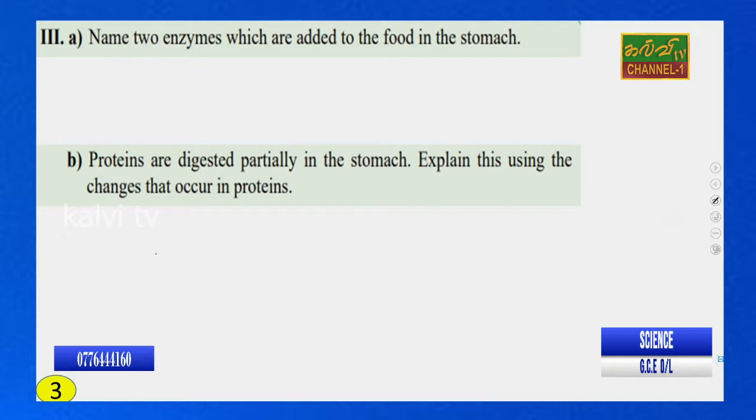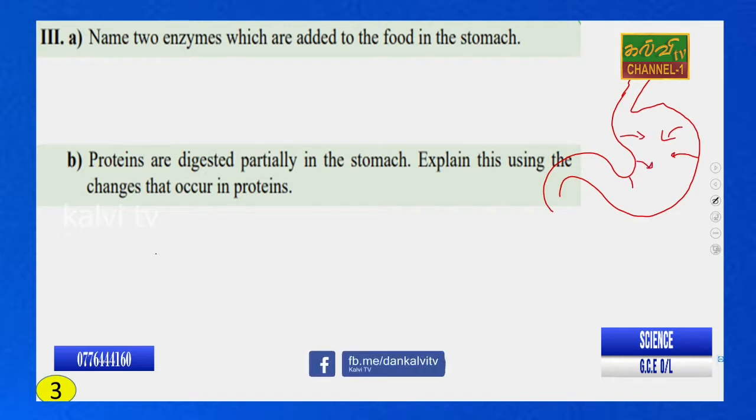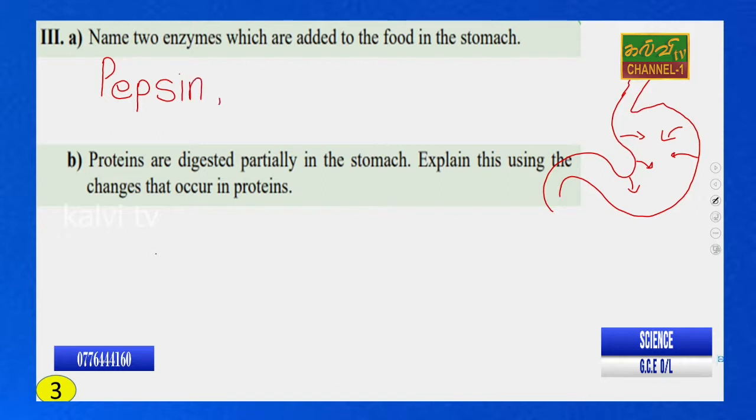Two enzymes. See, this is the stomach. There are two enzymes secreted into the stomach. What are they? Pepsin. What is pepsin? Right? And renin. R-E-N-N-I-N. Students must be aware of this, right?